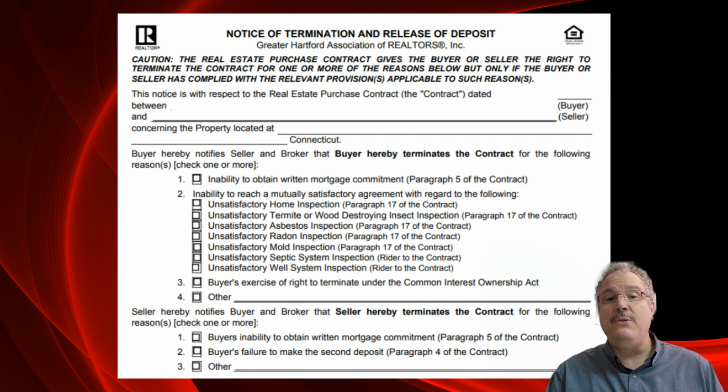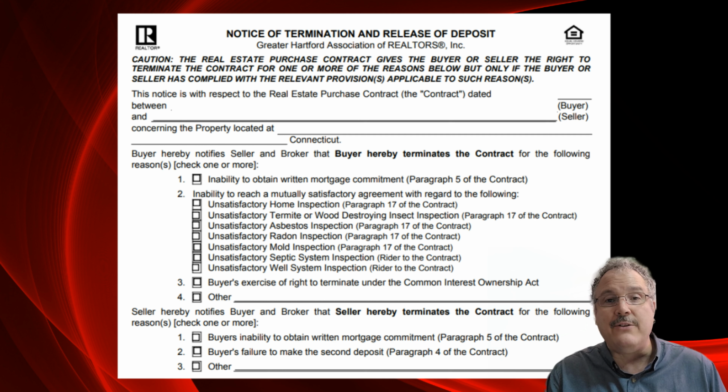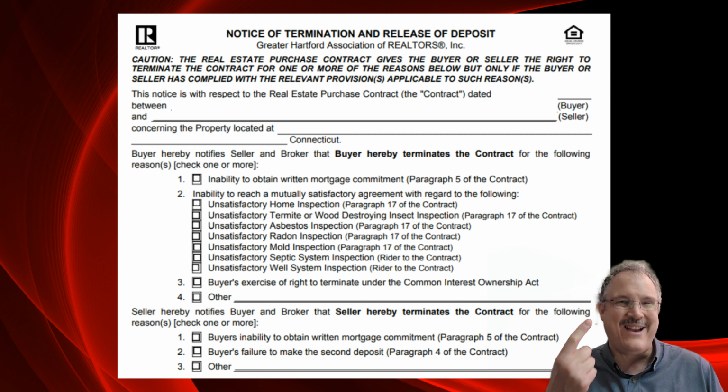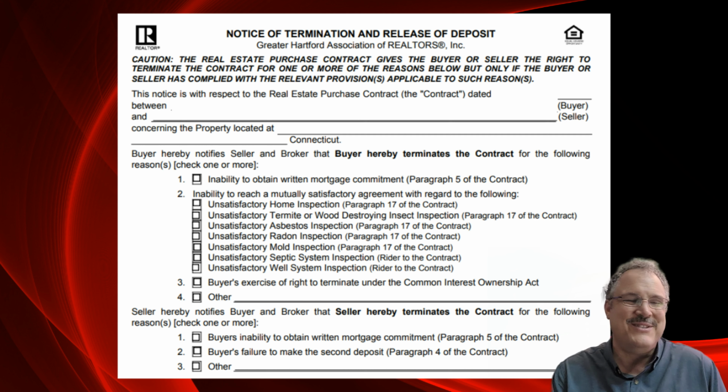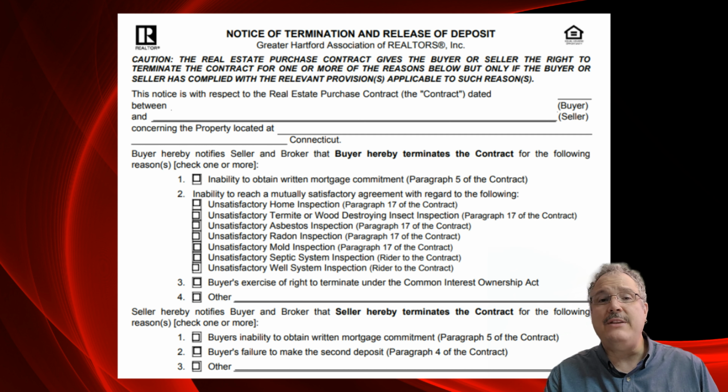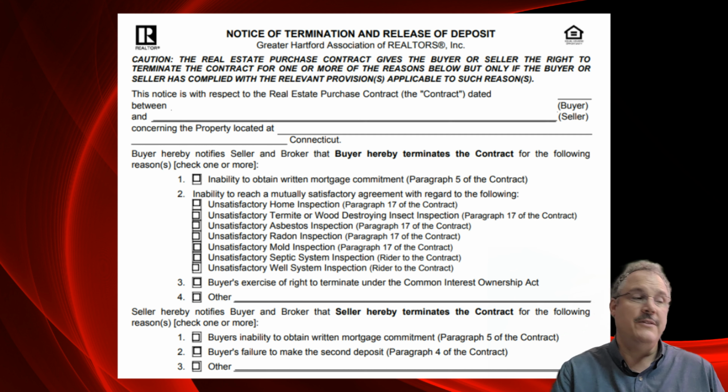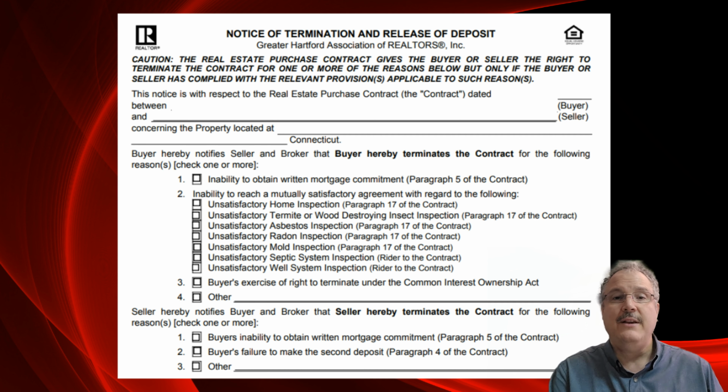If you need to get out of the deal because of inspection related issues, or because maybe something happened, maybe you got fired, or you got hurt and lost your job and you can't get the mortgage anymore, which is one of the reasons we have the mortgage contingency. But for whatever reason, if you're legitimately getting out of the contract from one of the contingencies, this is the document that we would have to present and explain why we're backing out.